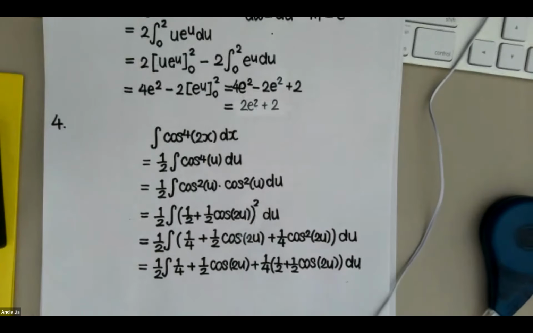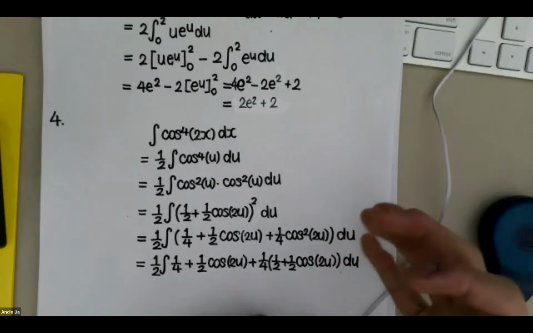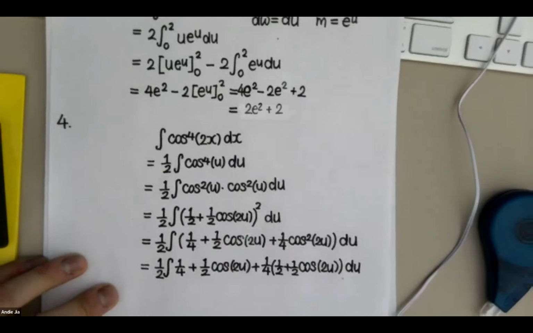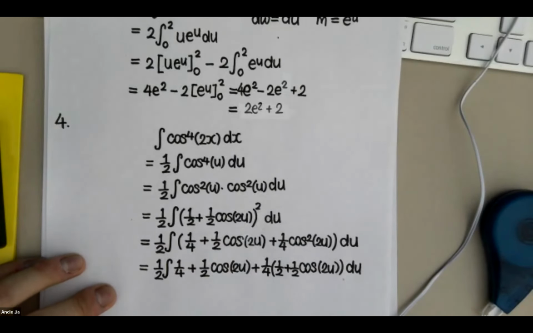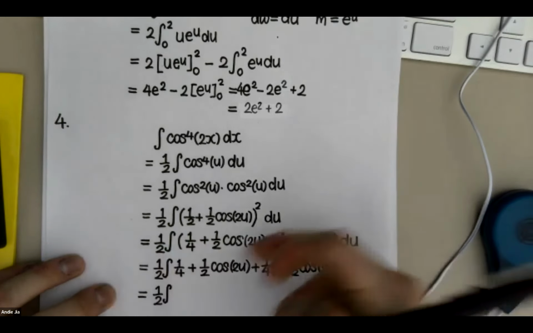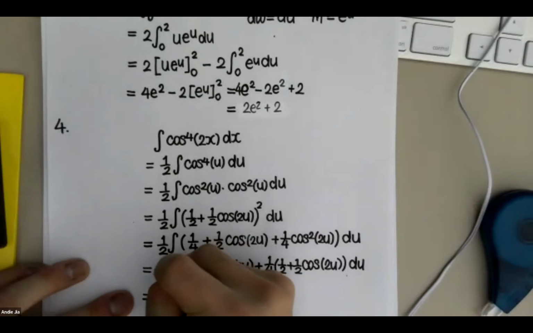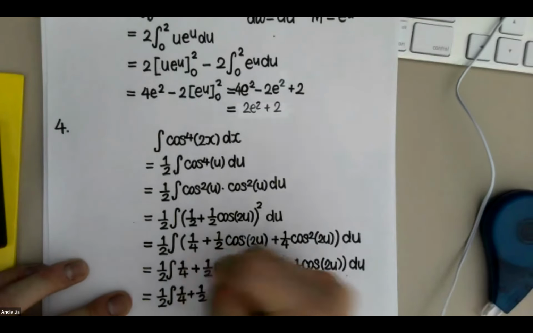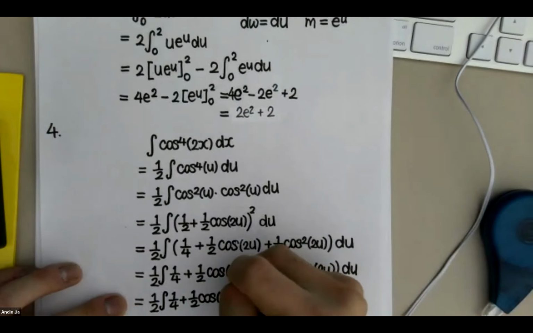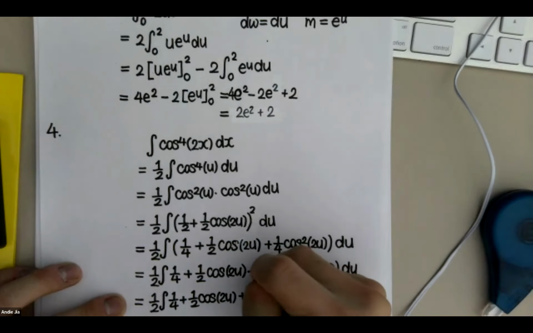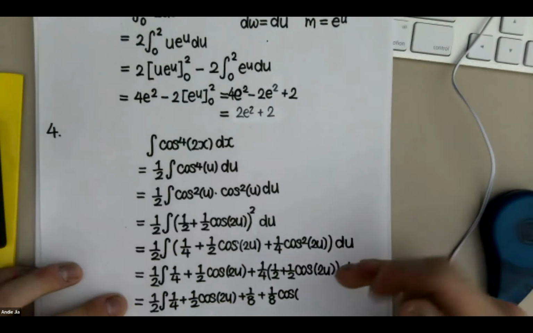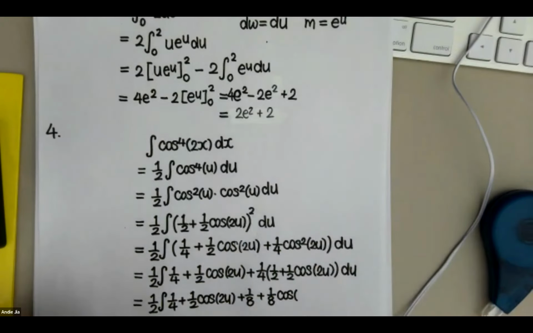Wait, not sure this should be 2/4, but it's that way. And then just a split up integral here. We just do like 1/4 plus 1/2 cosine of 2u and plus 1/8 and plus 1/8 of cosine. What do you guys think, here should be 4?